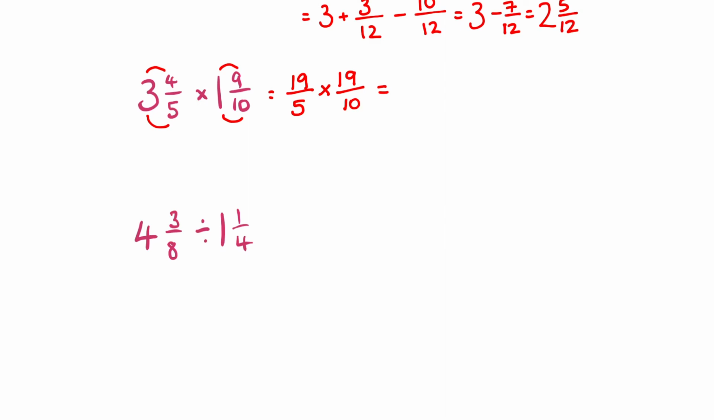It's just 19 times 19 on the top, which if you work that out, you can either do it as a long multiplication or you could be a bit sneaky and use a calculator. But either way, you're going to get 361. And 5 times 10 is 50. Now, if we wanted to, we could change this into a mixed number. So how many 50s are in 361? Well, if we go up our 50 times table, you've got 50, 100, 150, 200, and so on. So what you'll find is that you've got 7 50s in 361, and you've got 11 left over.